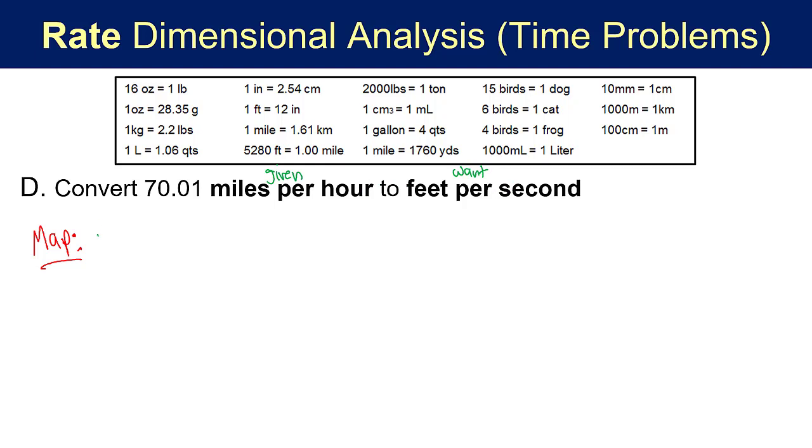So let's concentrate on doing miles first. If we wanted to turn miles directly into feet, is there a direct conversion for that? Or do we have to go through a couple middle conversions as we go? Well, when I go up here, I see that 5,280 feet is equal to 1 mile. So it looks to me like I can go directly from miles to feet.